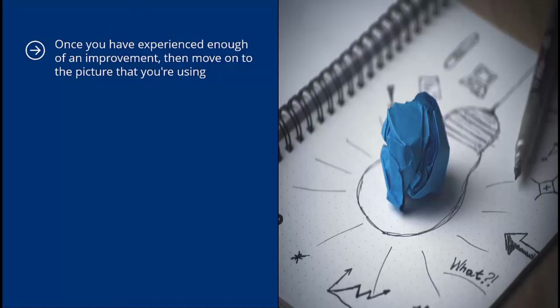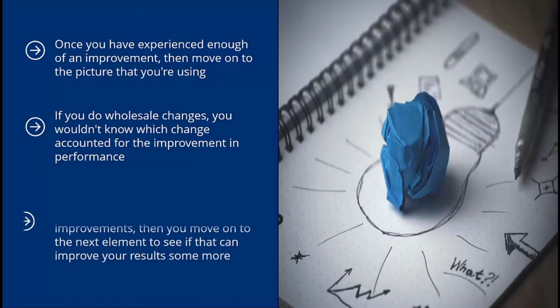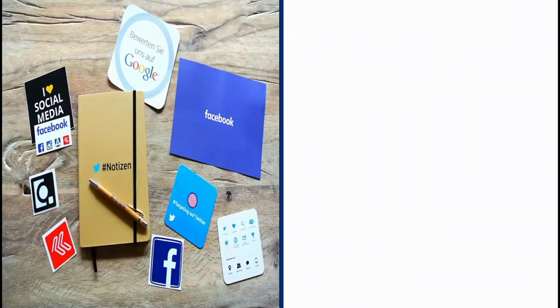Whatever the case may be, make changes on an element-by-element basis instead of swapping out the whole thing at one time. If you do wholesale changes, you wouldn't know which change accounted for the improvement in performance. You need to do element-by-element modifications so you can pinpoint which change turbocharged your results. Keep optimizing each element until you can't get any more improvements. Then you move on to the next element to see if that can improve your results some more. Eventually, you would reach a point where the whole ad or the whole traffic generation method is optimized.